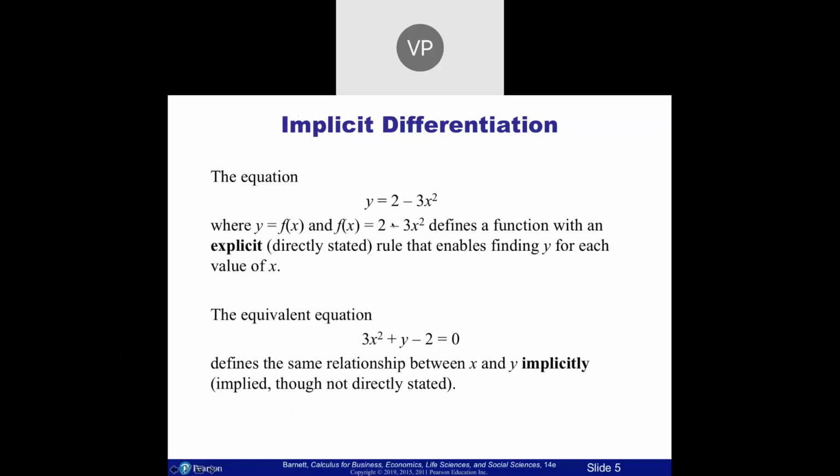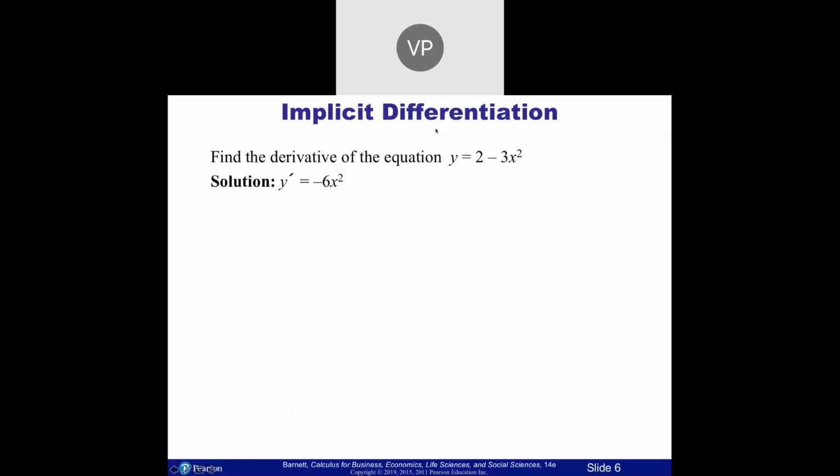All right, so I'm going to jump forward to this one right here. We're going to do the implicit differentiation of this equation right here. So let me go back. This is the easy one, the normal one. The derivative is negative 6x squared. We got that. Now we're going to do this one here.